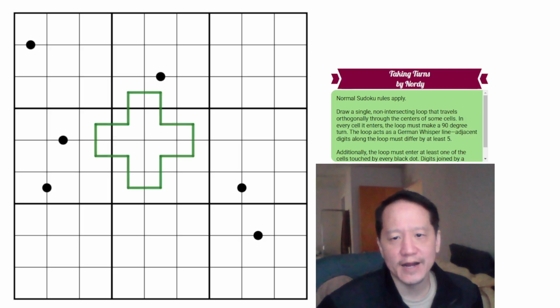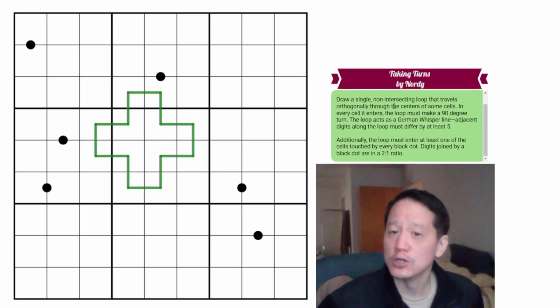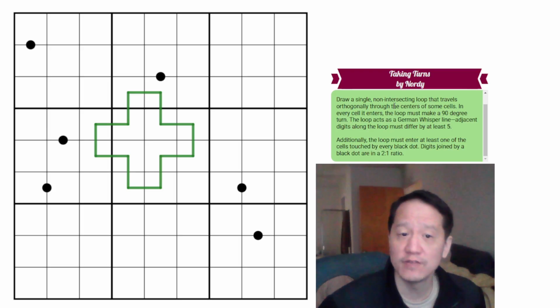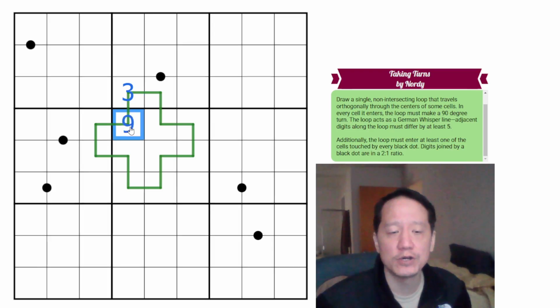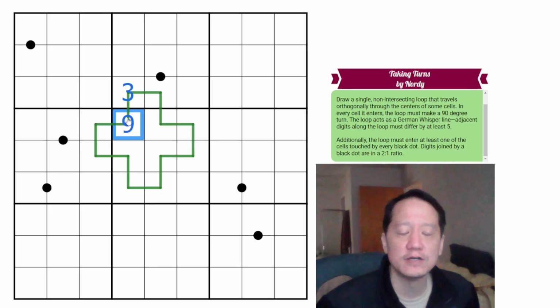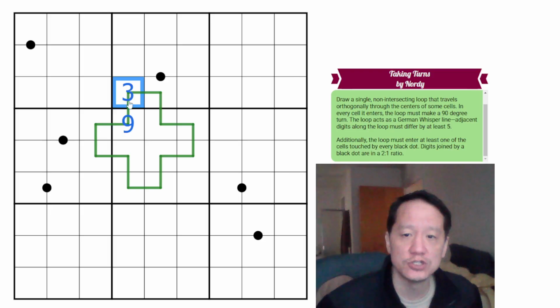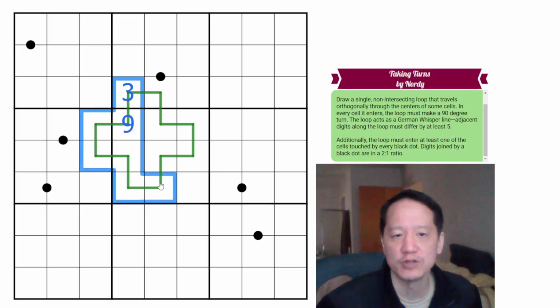The loop acts as a German whisper line, which means adjacent digits along the loop must differ by at least 5. So for example, if this were a 3, this would have to contain an 8 or a 9 to maintain a difference of at least 5 between adjacent digits on the German whisper line. And this whole loop is a German whisper line. So that's one thing to keep in mind.